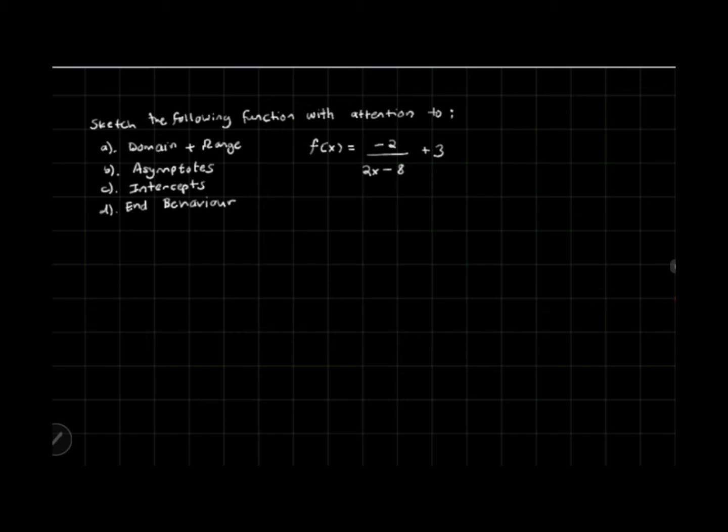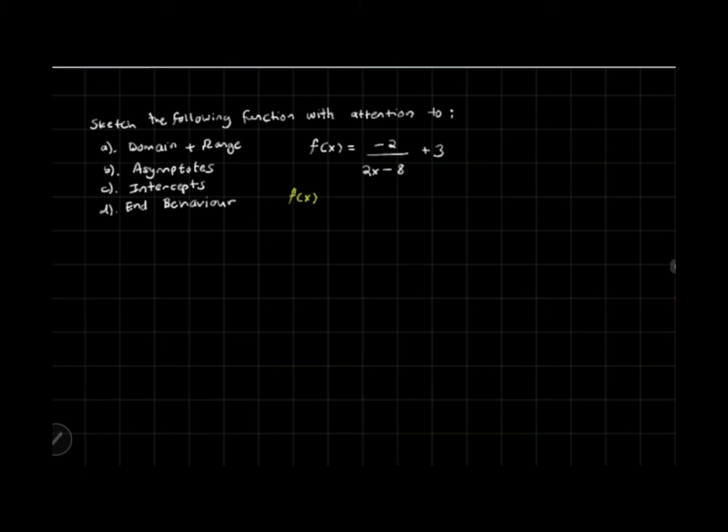Alright, let's sketch the following function with attention to domain, range, asymptotes, intercepts, and end behavior. So here's our function. This is a reciprocal, it's a linear reciprocal function. f of x is equal to negative 2 over 2x minus 8 plus 3. What you can do here is simplify it.